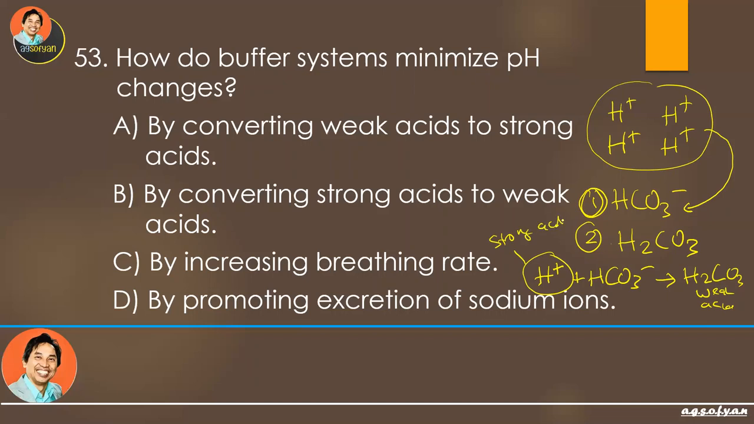So the way we remove the strong acid is by converting that strong acid into weak acid using the weak base over here. Converting weak acid into strong acid, that's wrong. It has to be from strong acid into weak acid. So this one will be the answer.